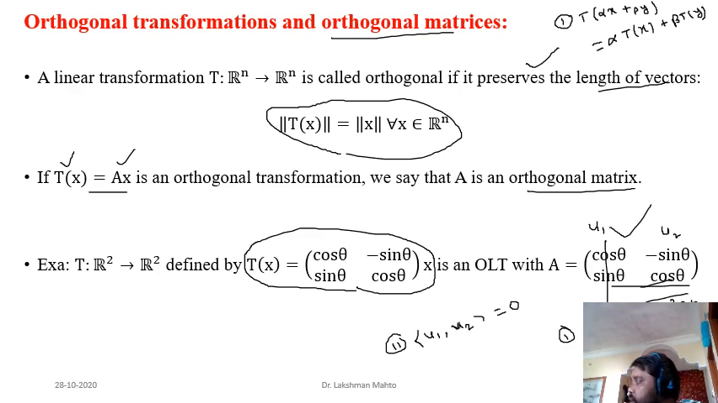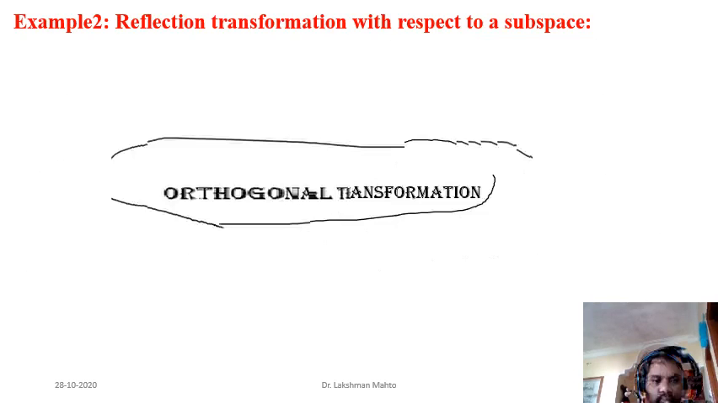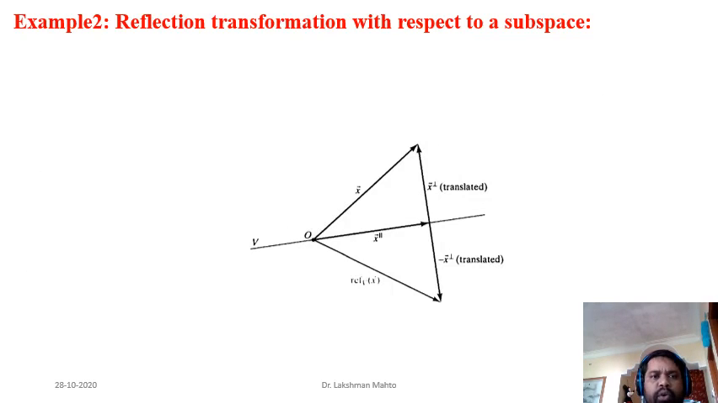That one is a very tricky concept. You need to understand that. I will take one example there. You will see one difference as well. So I am taking one more example of orthogonal transformation. That one is related to the reflection transformation. Reflection, we had already seen, either with respect to a line, or with respect to a plane, or with respect to a subspace.